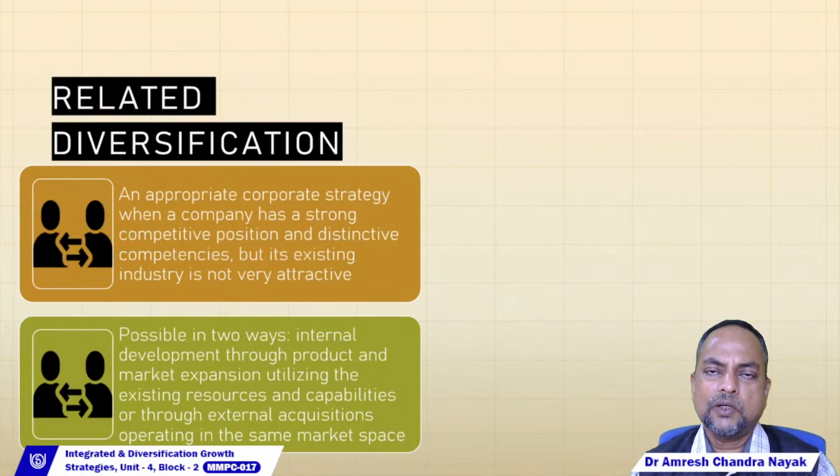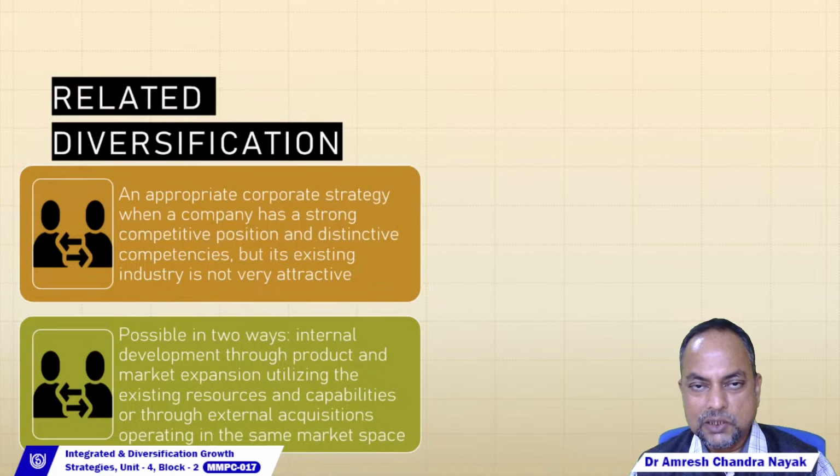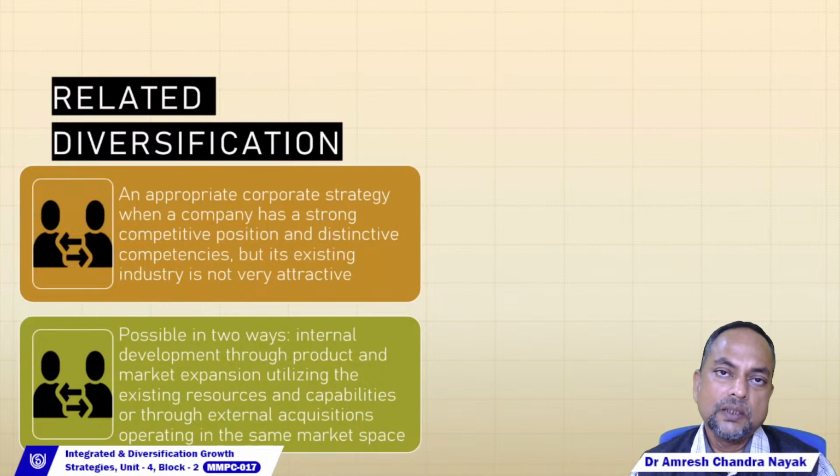You can talk of an example of Sony Entertainment Limited purchasing Columbia Pictures. So that is somehow products are unrelated, but a similar sort of industry. So that kind of thing can be taken into consideration for this related diversification itself. But whenever we talk of this related diversification, it can be achieved in two ways.